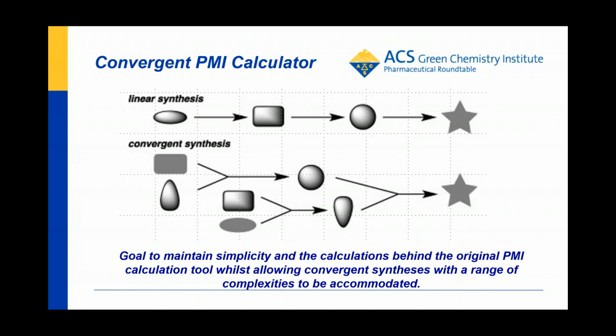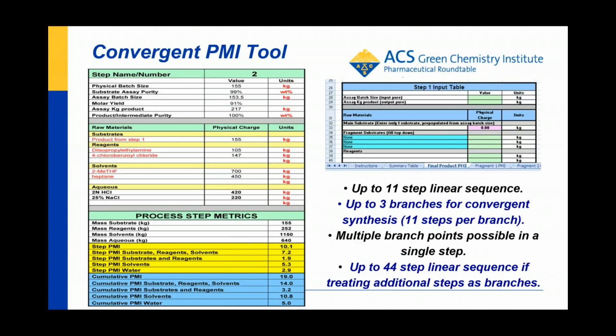So what we wanted to say is, well, our initial PMI calculator doesn't give you the opportunity to build convergent syntheses, to build in the synthesis of the start materials through these branch points. So can we develop a convergent PMI calculator which maintains the simplicity and calculation behind the original PMI while allowing a convergent synthesis for a range of complexities to be accommodated? And this was something that we did, shown on the next slide.